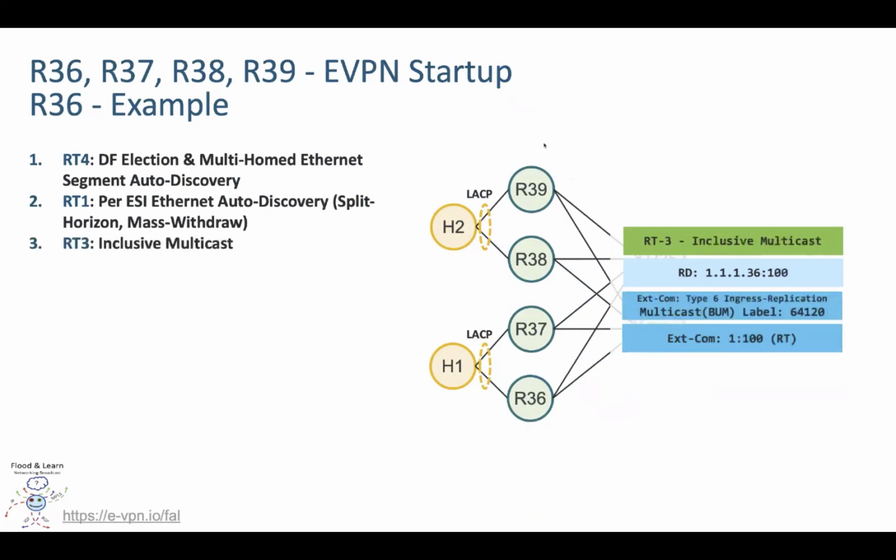The next one is route type 3 for the BUM. With this one, you advertise which type of multicast replication you are using. Here in this example you see that it's a type 6, which means ingress replication, and you are advertising the BUM label. So everyone will advertise this BUM label to each other.